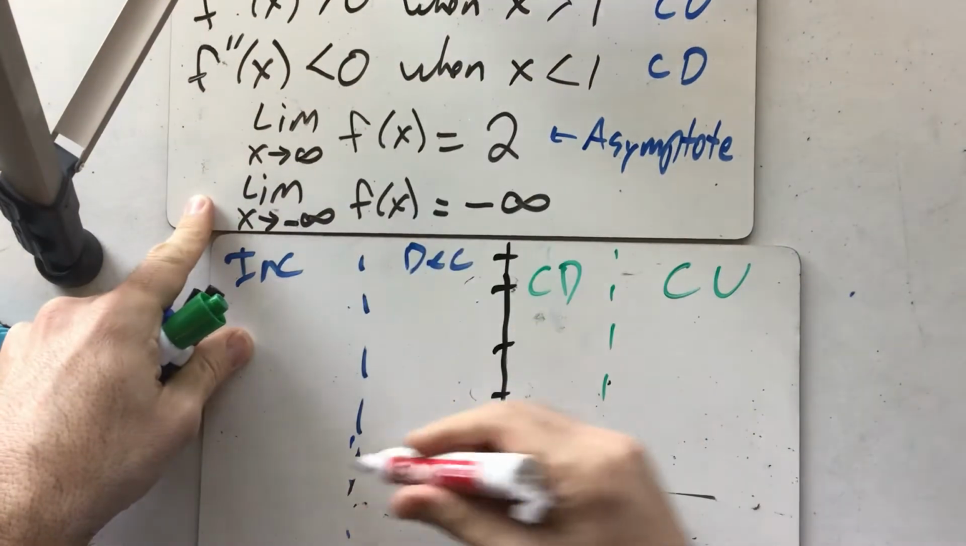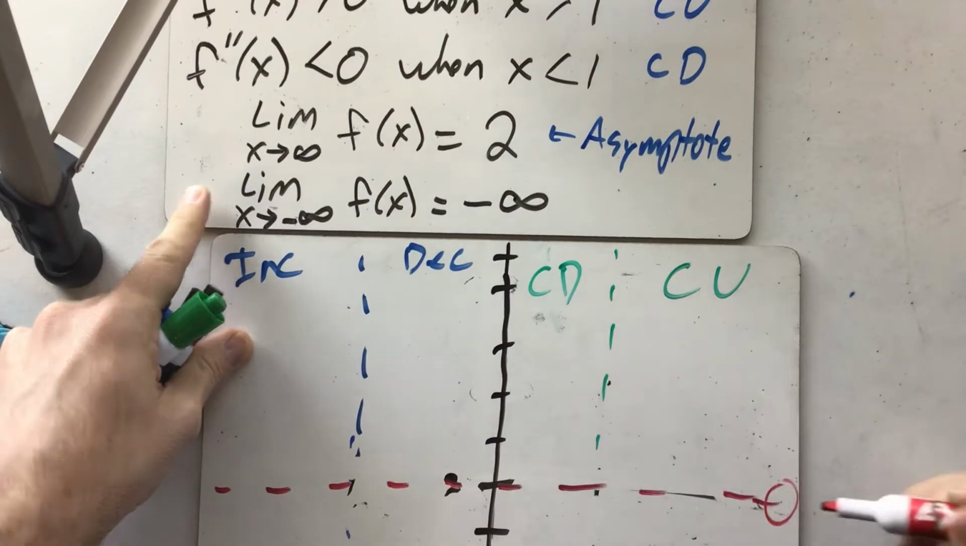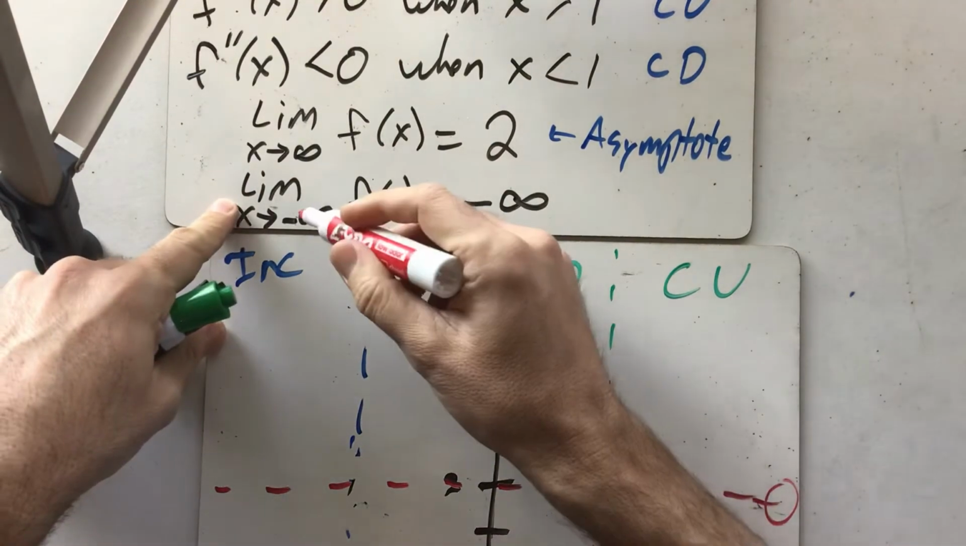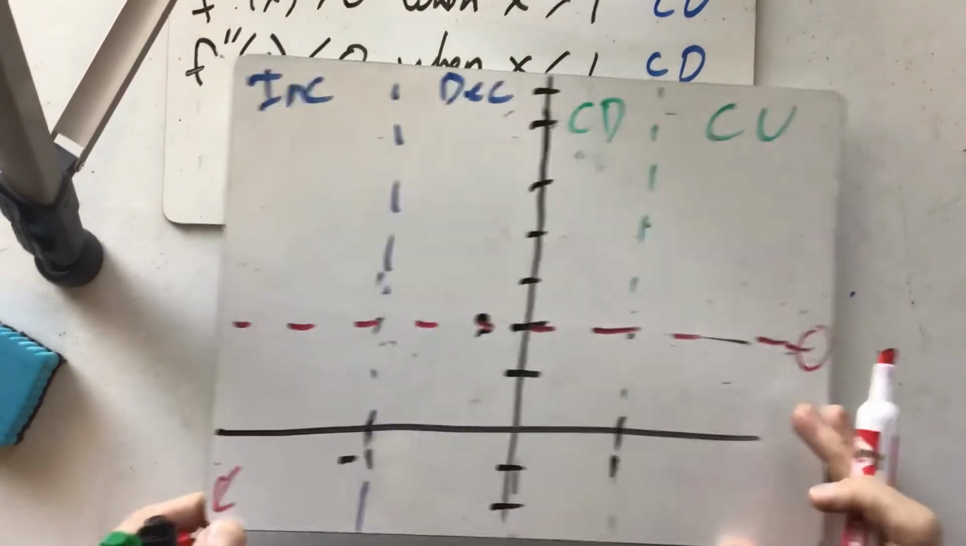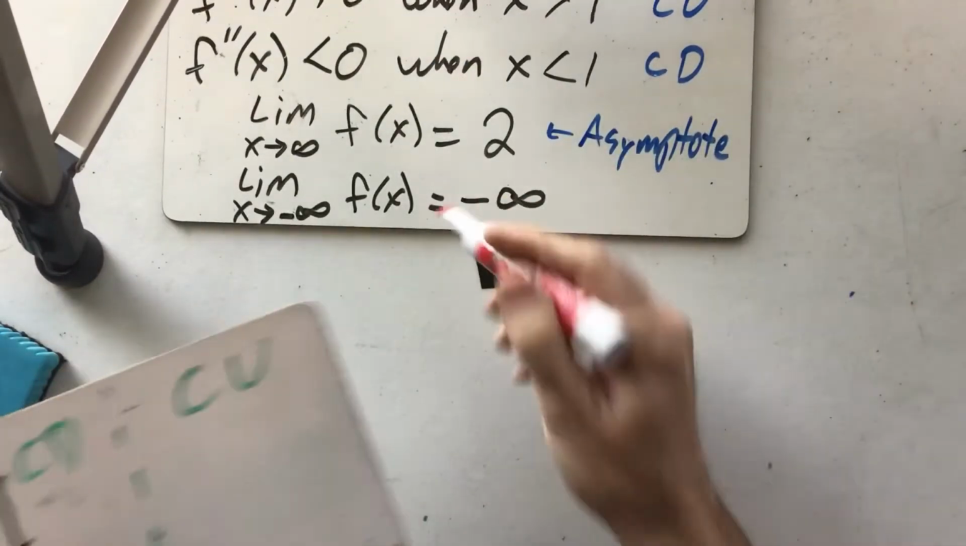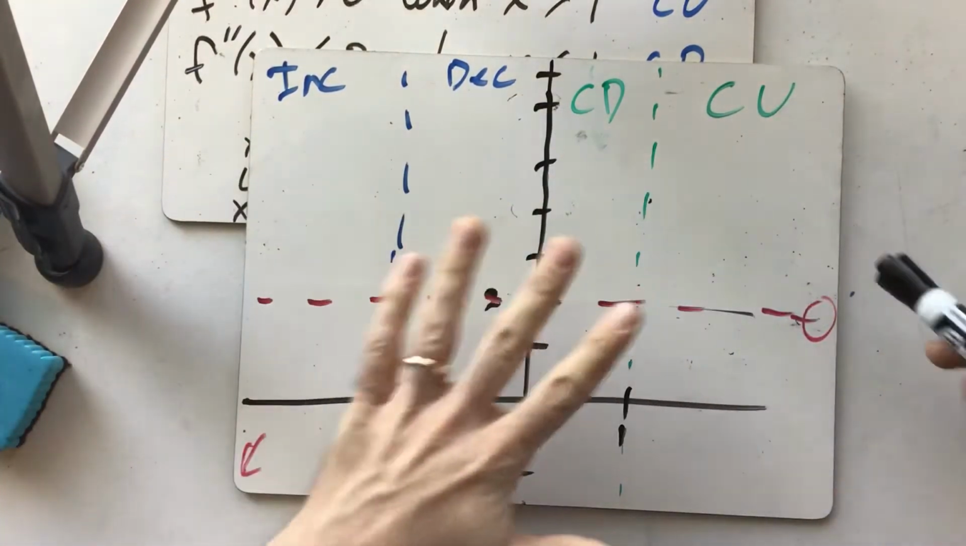That means as I go towards infinity, I'm going to be approaching this asymptote here. As I go towards -infinity, I'm going to be going towards -infinity here. So now I can start to put all this together. My goal is to envision all these things in one graph.